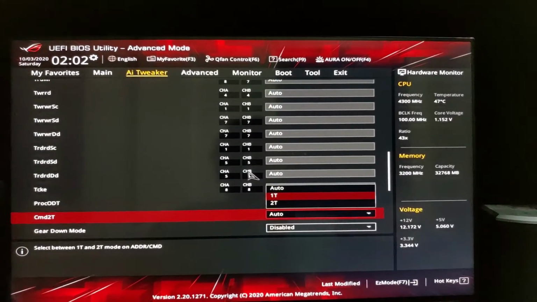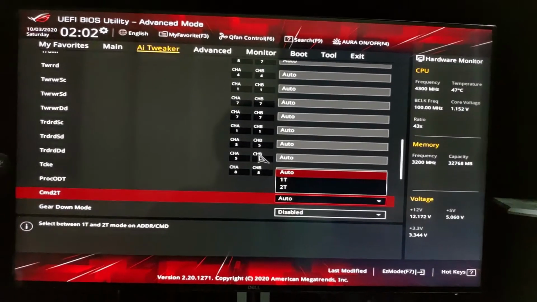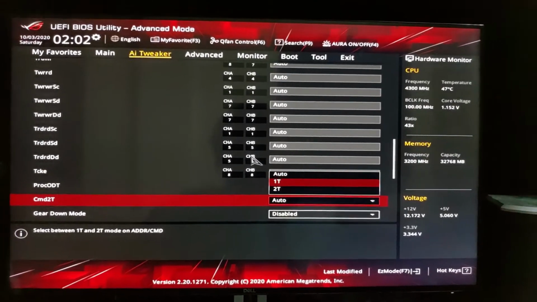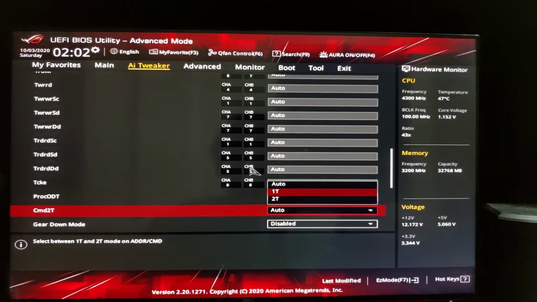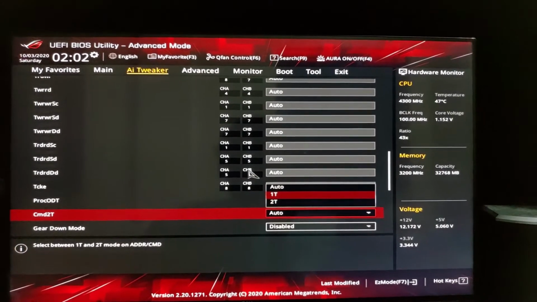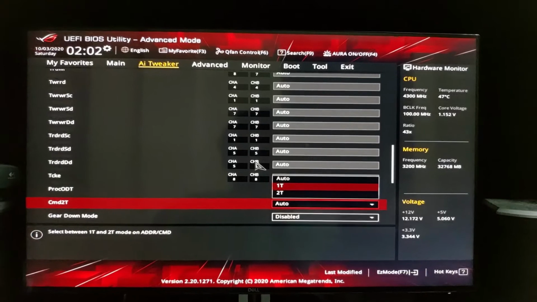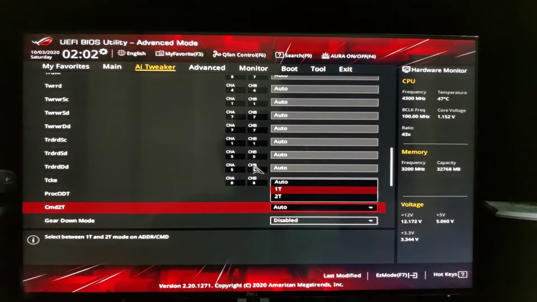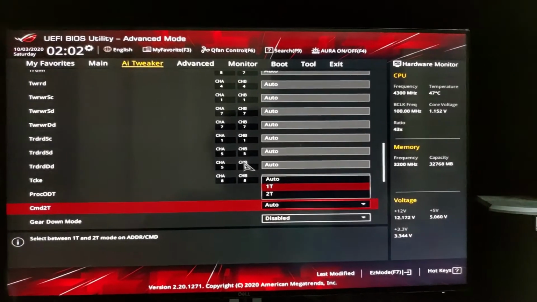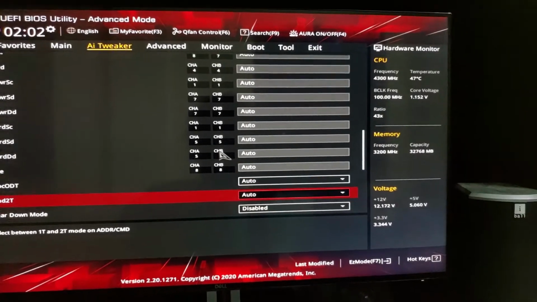These are times, as you can see. So this is also another important parameter to consider. CMD 2T, when it is set to 1T, will obviously perform better, but your RAM might get unstable, so you need to check that in your system first.